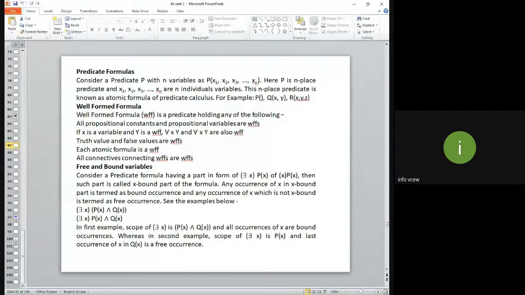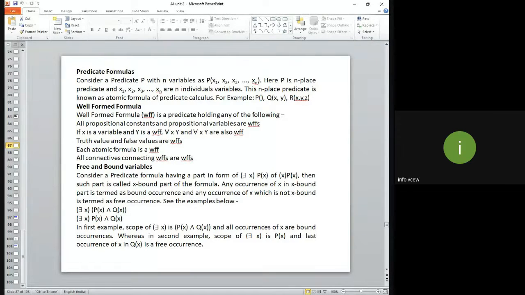Next are the predicate formulas. Suppose I'm using only one student, Priyadashini. Suppose in your class we have 61 students, so n is equal to 61. I want to consider n variables. So P of x1, x2, x3 up to xn. What is the value of n?